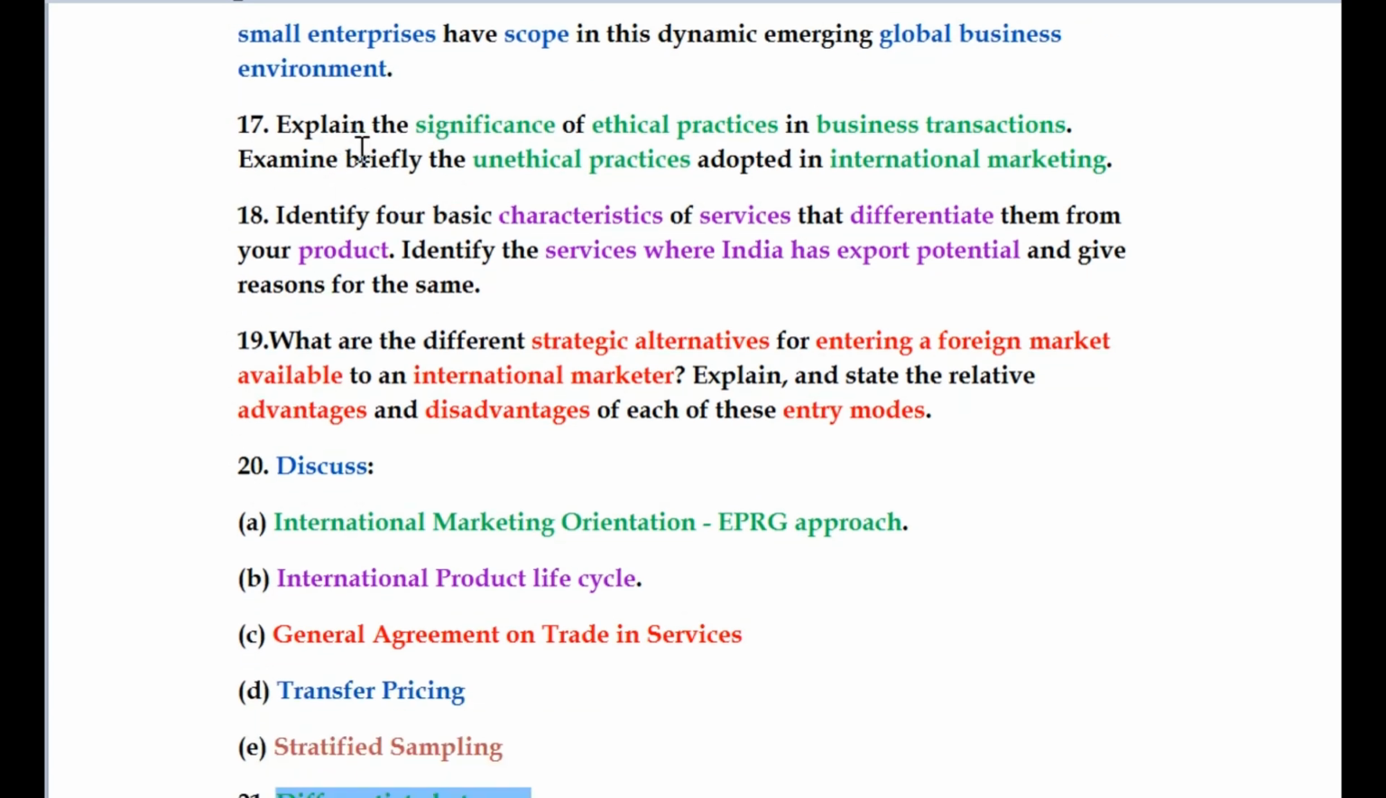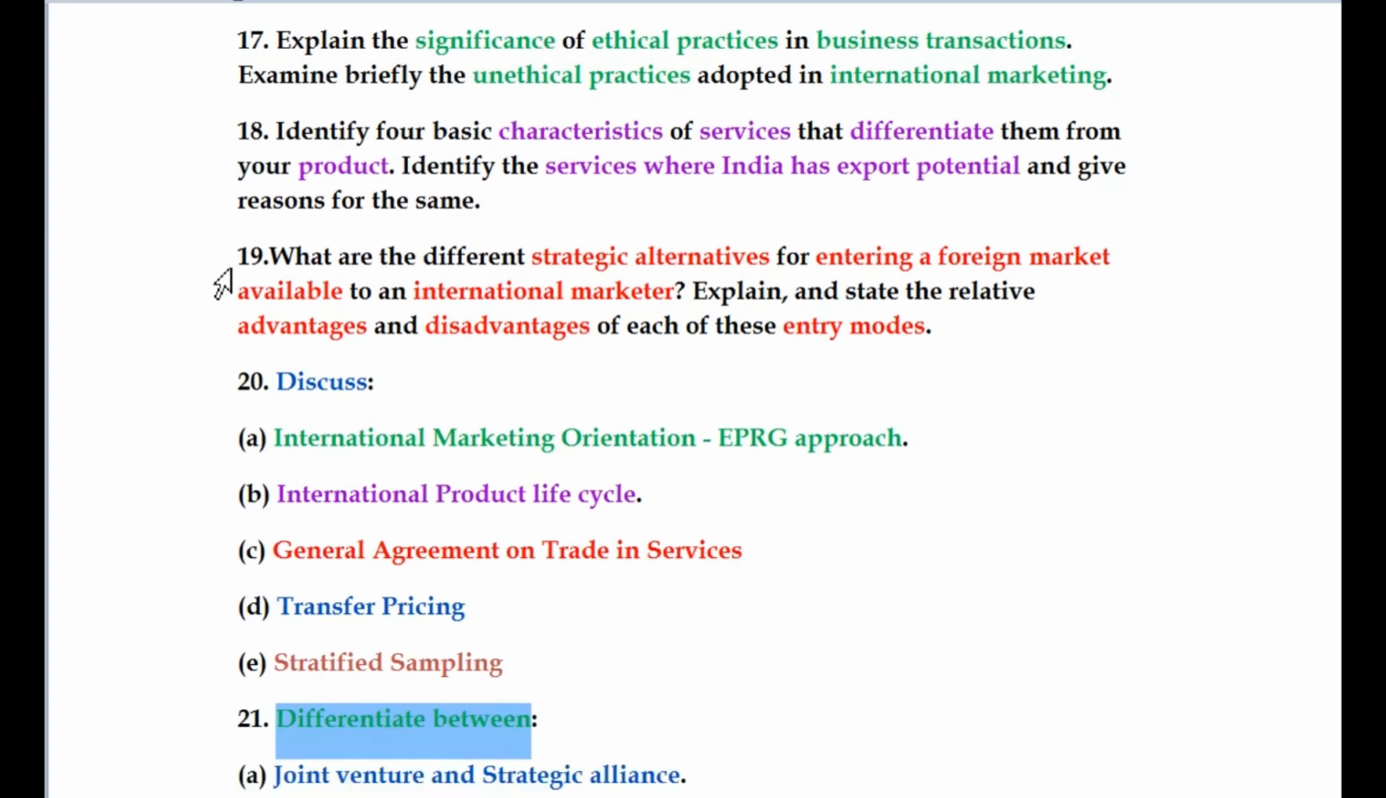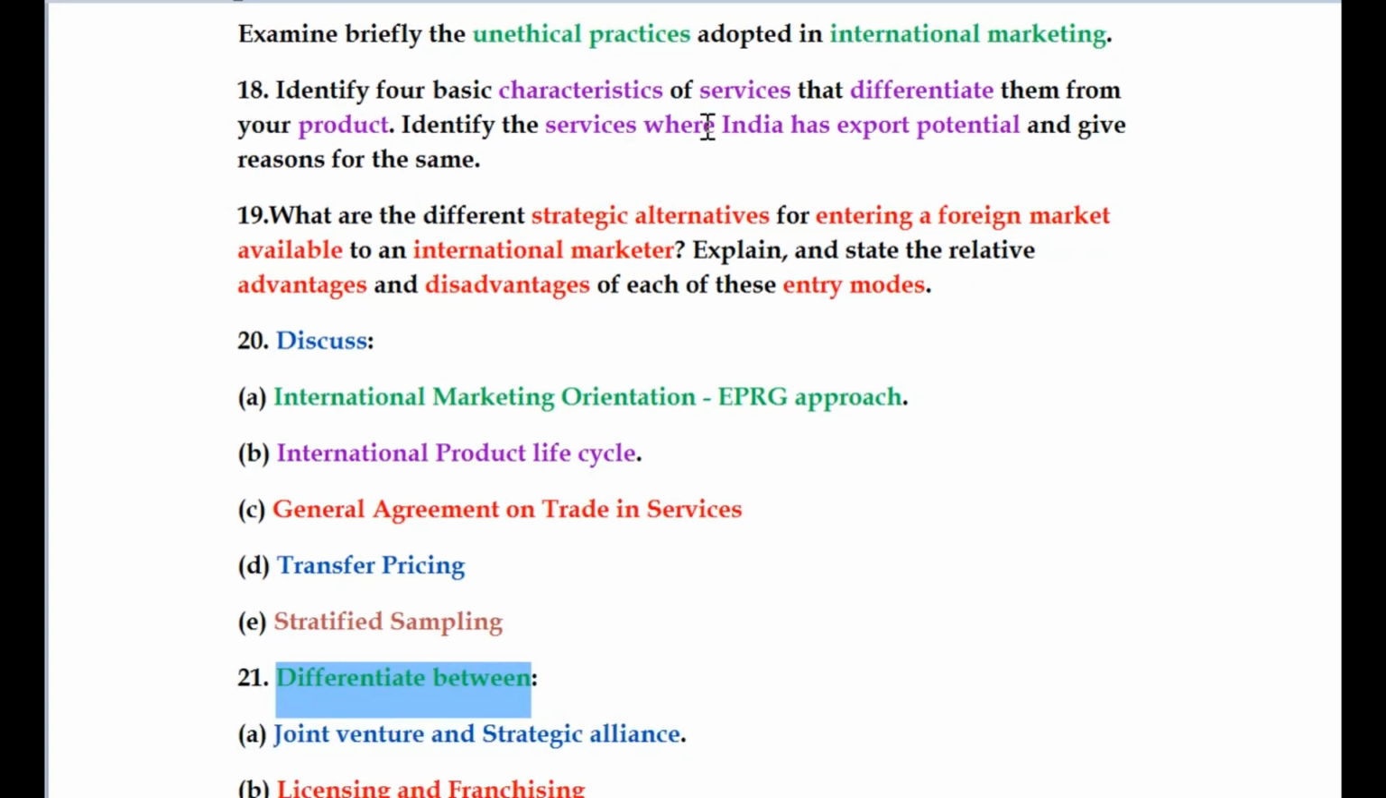The next question is on significance of ethical practices in business transactions and briefly examine the unethical practices adopted in international marketing. The next question is on characteristics of services and differentiate them from products. Identify the services where India has export potential.